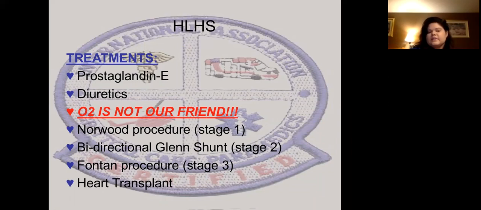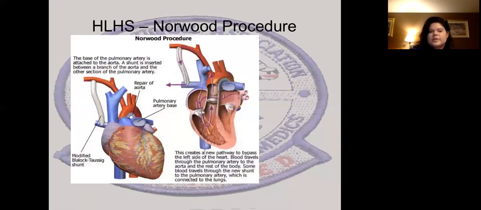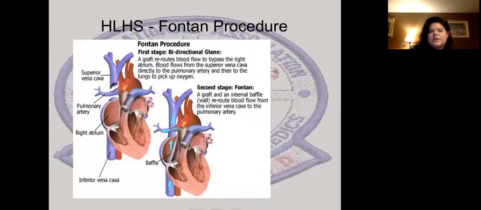They inevitably need a heart transplant. So this is going to be your Norwood procedure. That's going to be trying to repair the aorta. They could do the modified Blalock. They're going to need a lot of interventions, remember. So they're going to be real sick for a long time. This is the Fontan procedure. So the first stage is going to be that bidirectional Glenn, and then the second one is the Fontan.